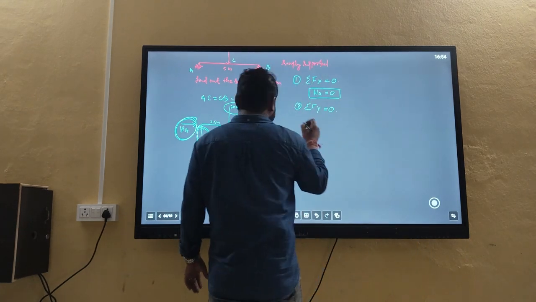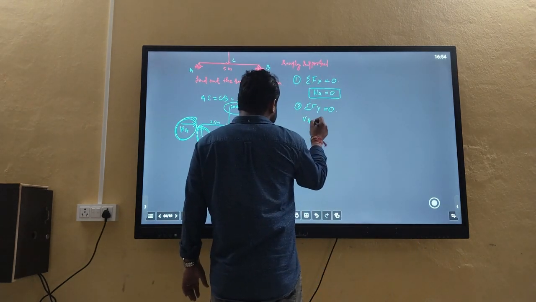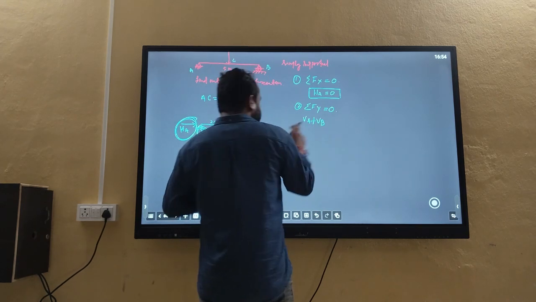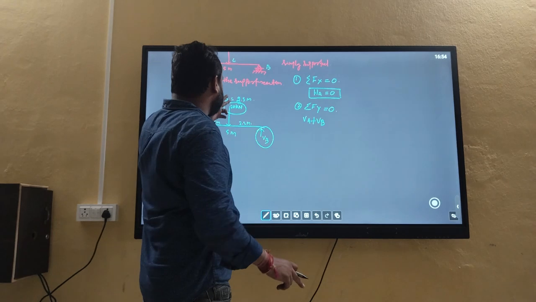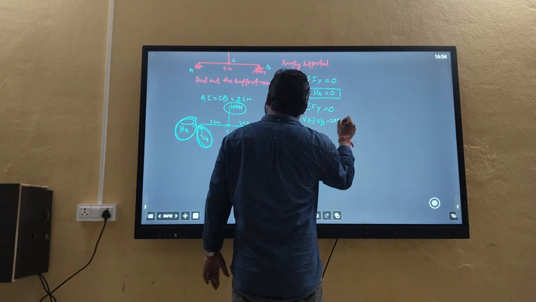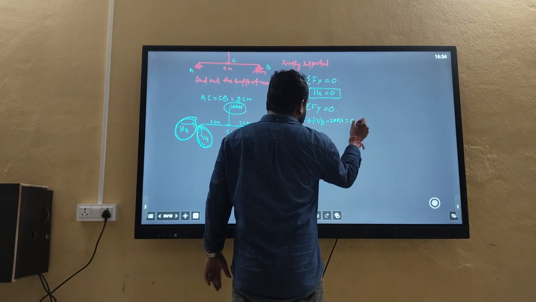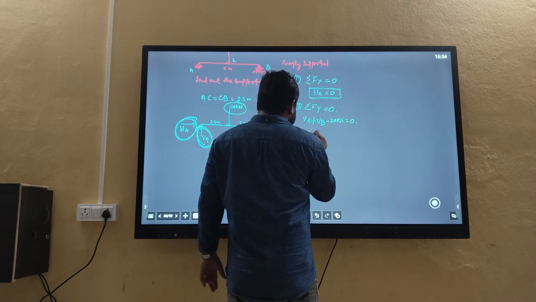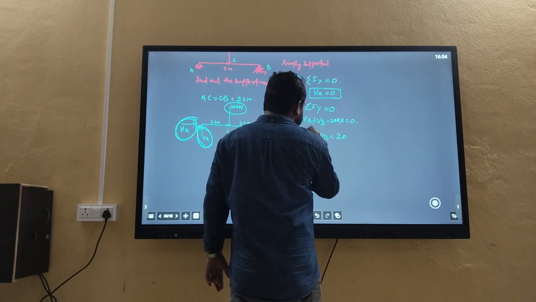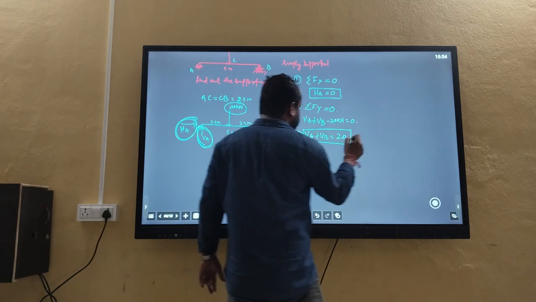So we can write VA plus VB. These are the upward forces, that's why I have positive sign, and the downward force I will take as negative. Minus 20 kilonewton is equal to 0. That implies VA plus VB is equal to 20. This is our first equation.